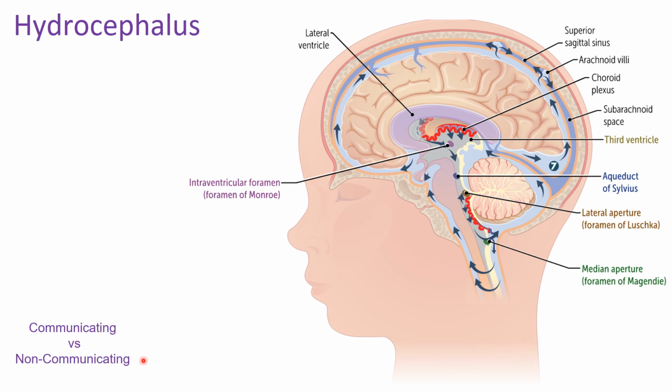Non-communicating hydrocephalus is probably the more common kind of hydrocephalus, or at least when we're thinking about hydrocephalus. This could be due to a developmental issue. This could be due to a tumor. It could be due to a lot of different things. But non-communicating hydrocephalus means that there is cerebrospinal fluid being produced by the ventricles, and then at some point along this pathway, before it exits into the cisterns, there is a blockage.